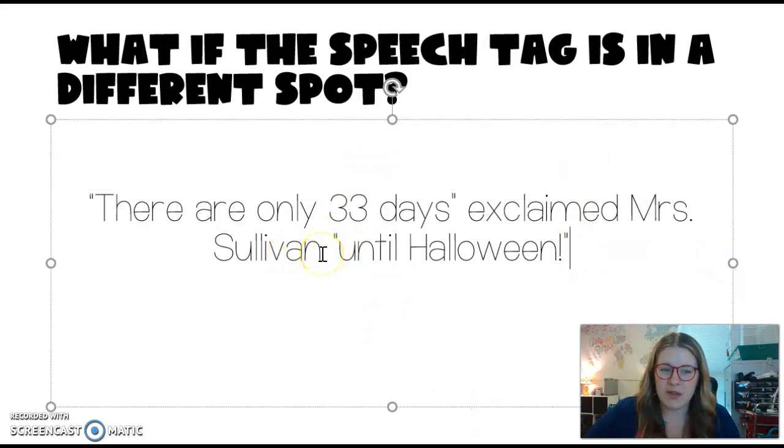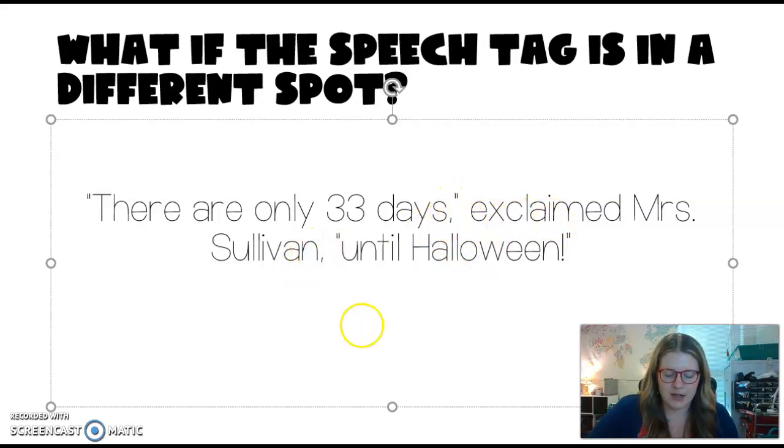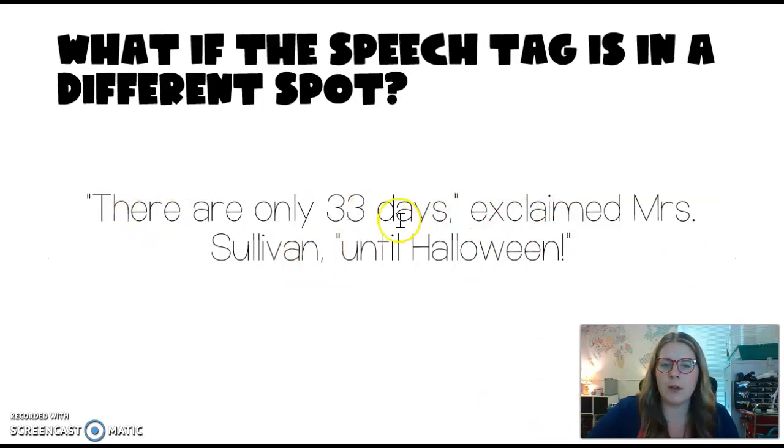Now, this is where things get a little bit more complicated. We already have punctuation at the end of the sentence, but there needs to be punctuation to separate the speech tag from the dialogue. We've already separated the dialogue from the speech tag, but now we need to separate the speech tag from the dialogue. And the way that we do that whenever we're writing is to add a comma. Notice how the comma is before the quotation marks and after the speech tag in the middle. So reading it again, it says, "There are only 33 days," exclaimed Miss Sullivan, "until Halloween."